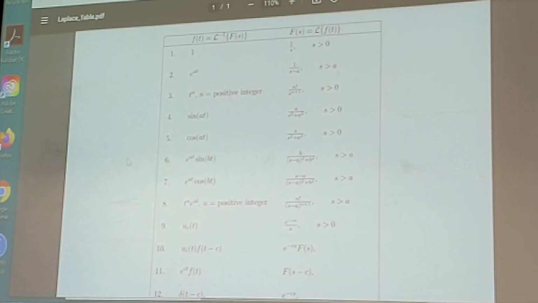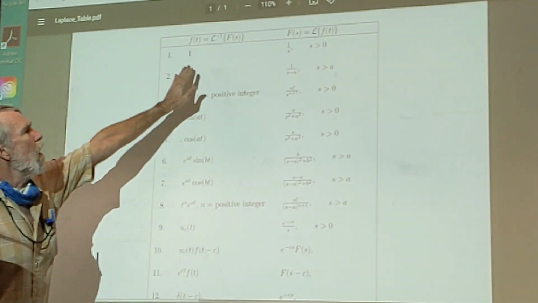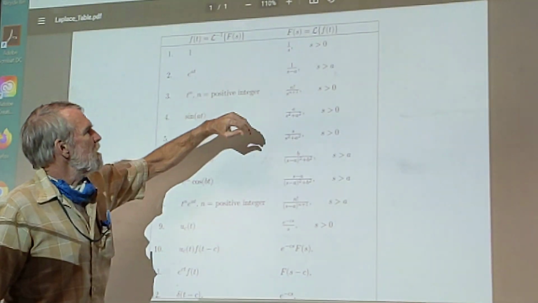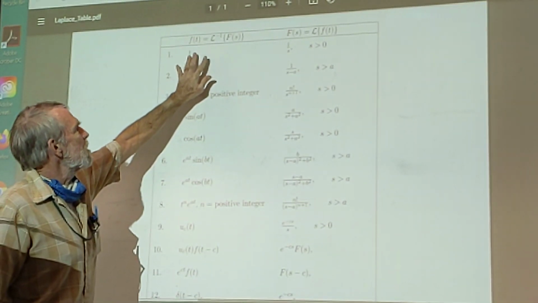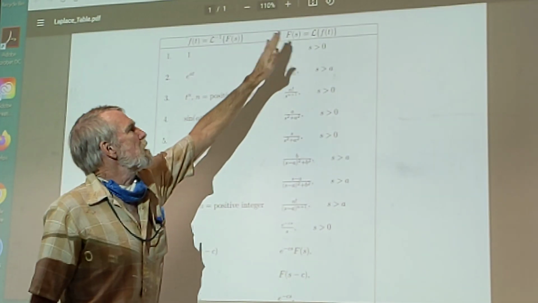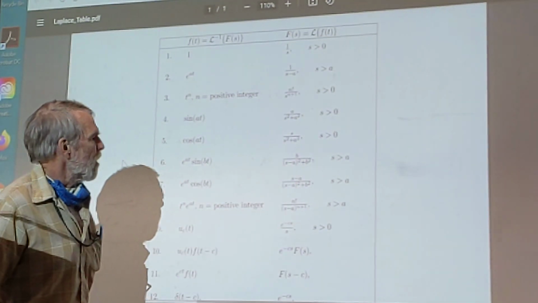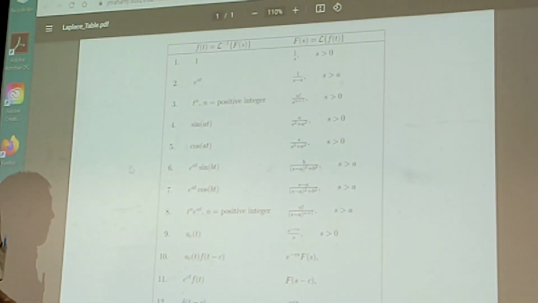But it just basically says function 1 gives you 1 over s, and e to the at is 1 over s minus a. So again, this is the function in the t space, the time domain. This is in the Laplace domain. All right? And this shows the different types of functions, shows you some of the important theorems.